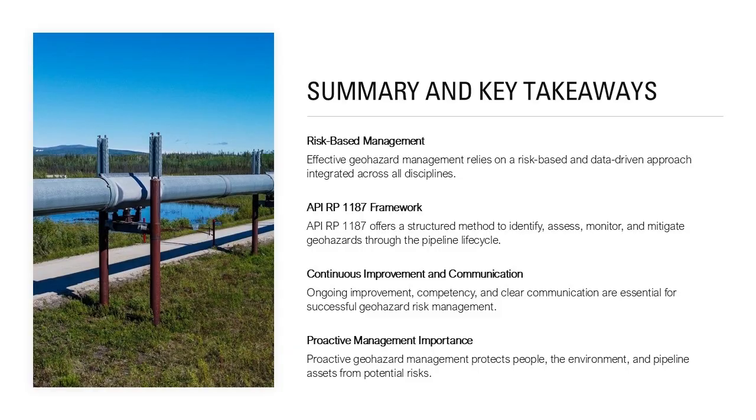This concluding slide summarizes key takeaways from the presentation. Effective pipeline geohazard risk management is risk-based, data-driven, and integrated across disciplines. API-RP 1187 provides a structured framework to identify, assess, monitor, and mitigate geohazards throughout the pipeline lifecycle. Continuous improvement, competency, and communication are essential to success. The presentation reinforces the importance of proactive management to protect people, the environment, and pipeline assets.